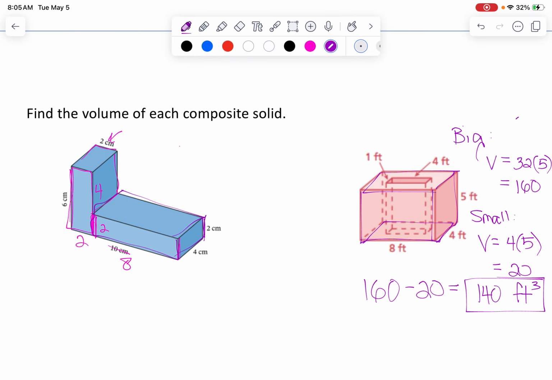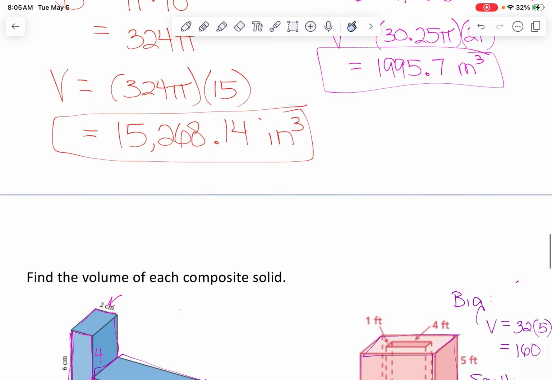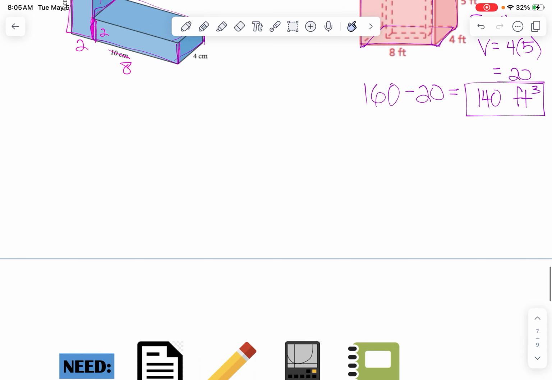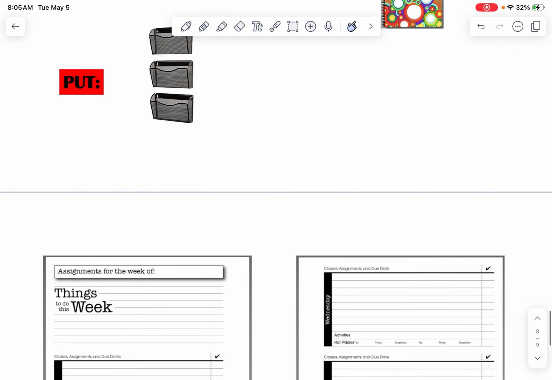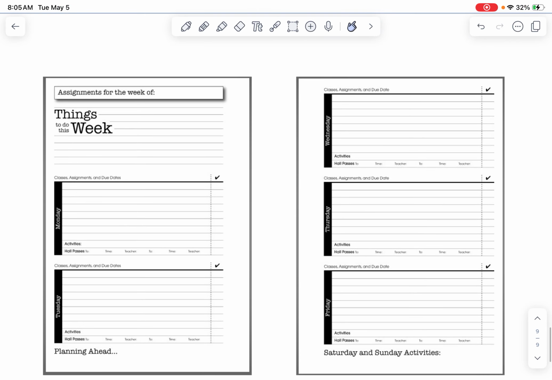All right, so hopefully this all makes sense. Finding the volume of prisms and cylinders. Go ahead and do that assignment, and then don't forget to write it in your planner. All right, good luck. Bye.